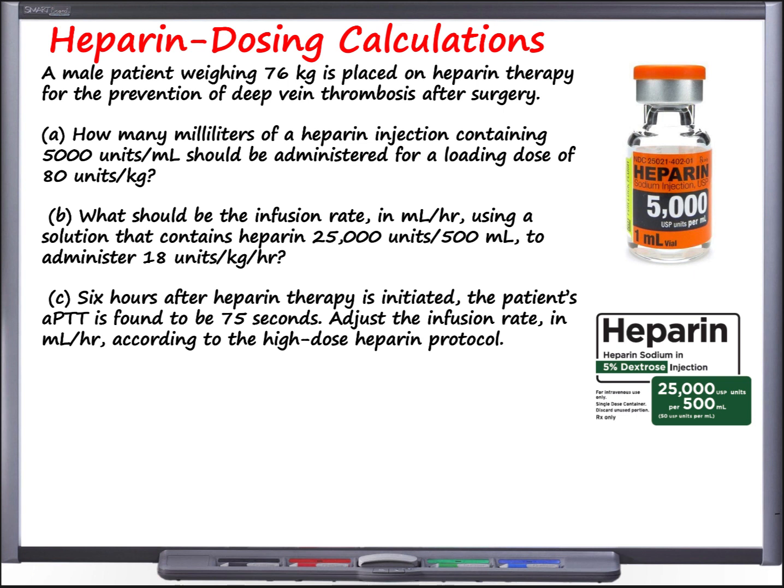Letter B asks, what should the infusion rate be in milliliters per hour using a solution already made up that contains heparin at a concentration of 25,000 units per 500 milliliters to administer a continuous infusion at the rate of 18 units per kilogram per hour? And lastly, letter C says 6 hours after starting the heparin therapy, the patient's APTT value is found to be 75 seconds. Basically, use a protocol that I'll show you later to determine whether or not the infusion needs to be adjusted. All right, so really 3 questions in one.